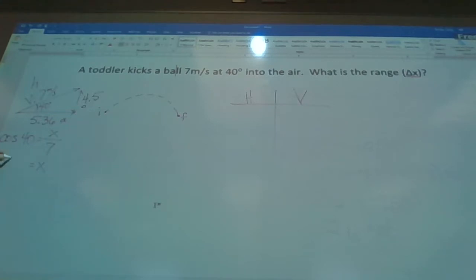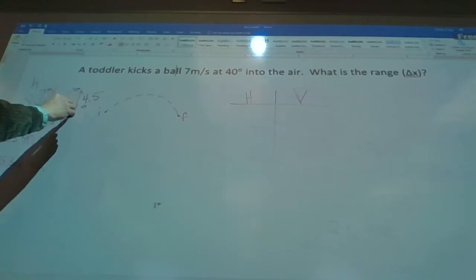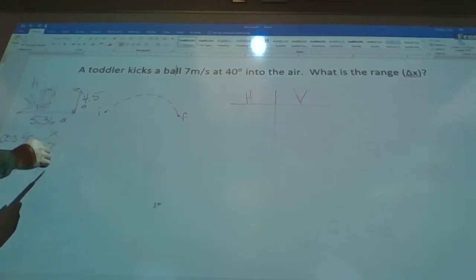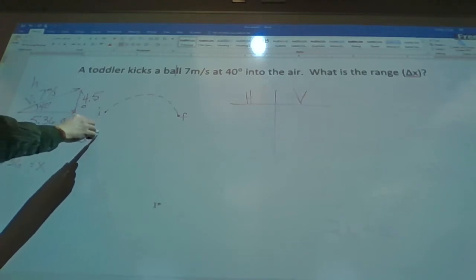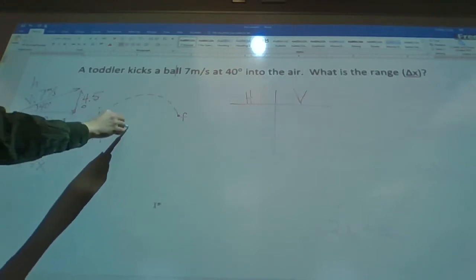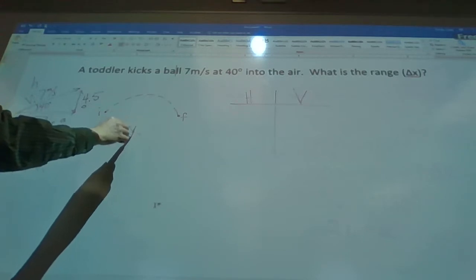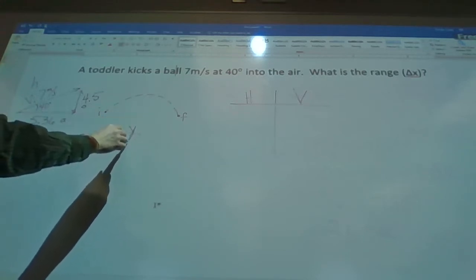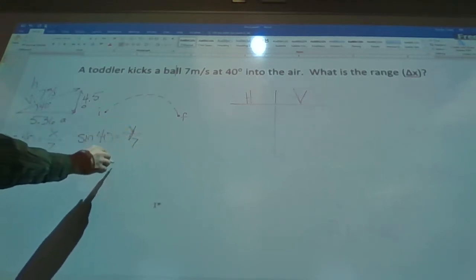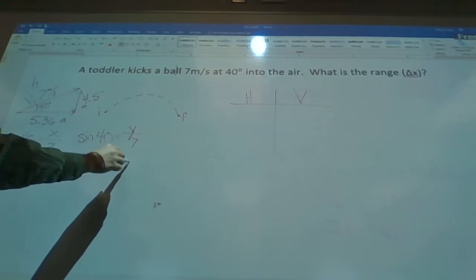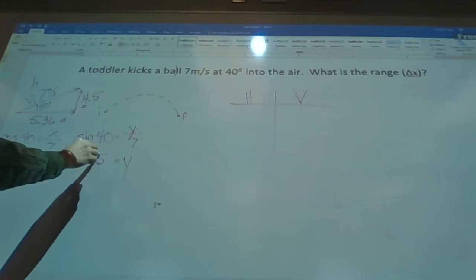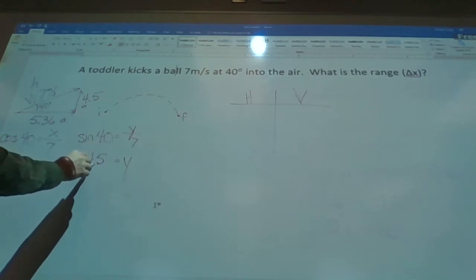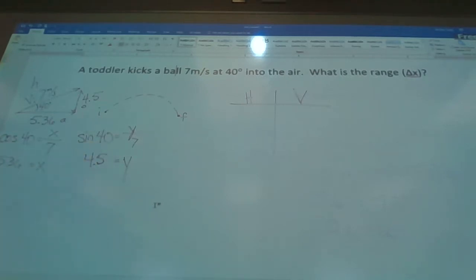Found that to be 5.36. And in the y direction, that's opposite. So I'm going to use sine 40. Okay.